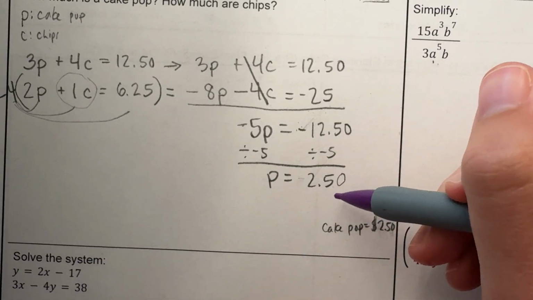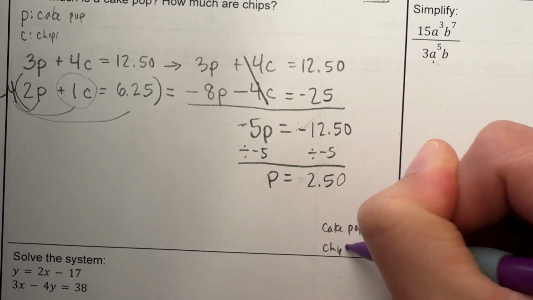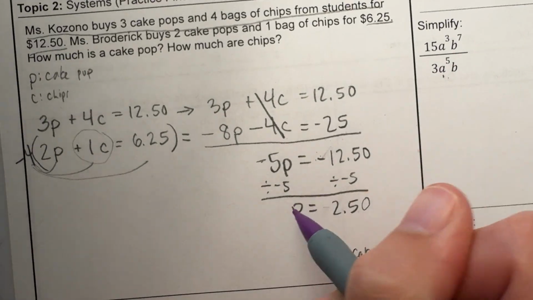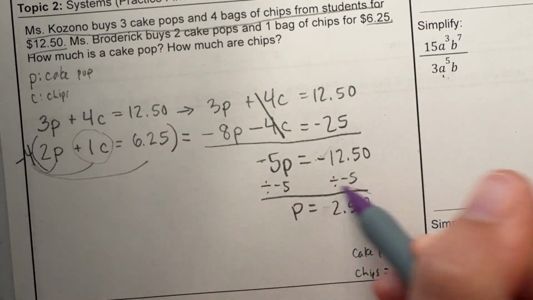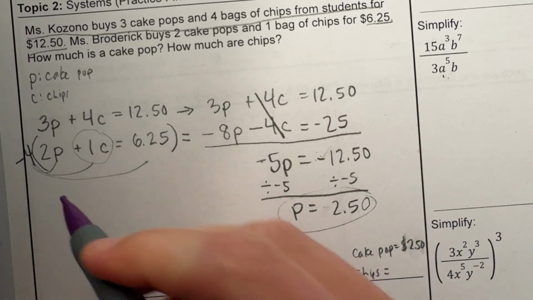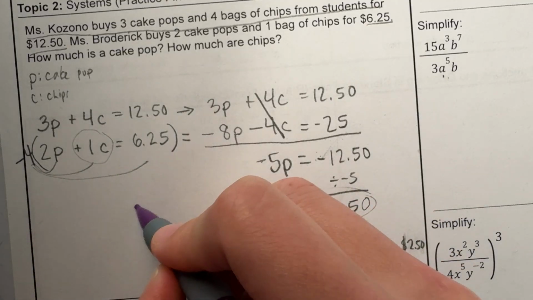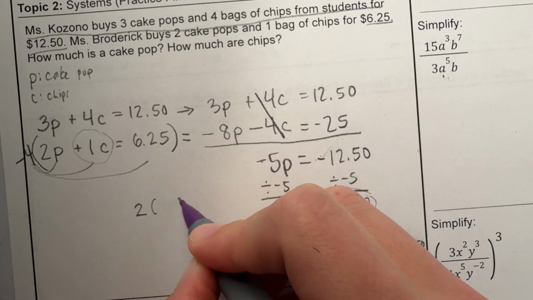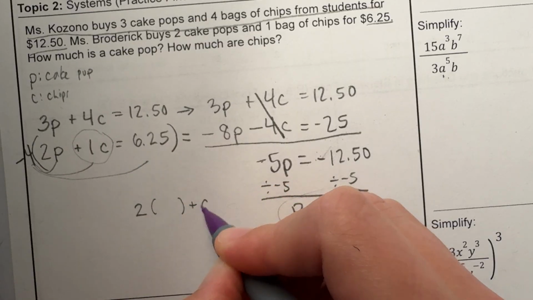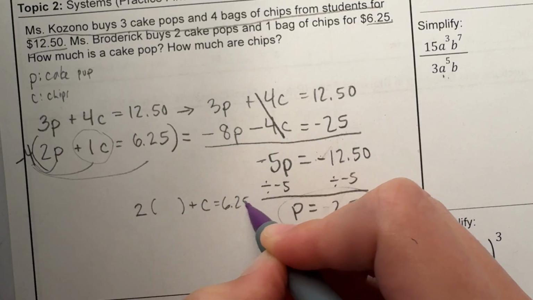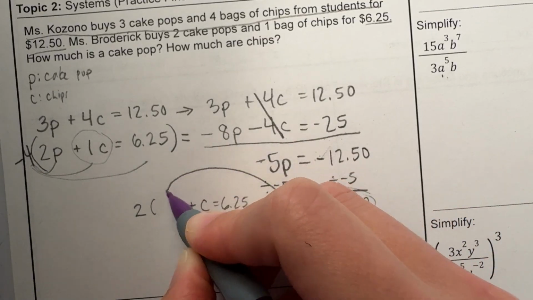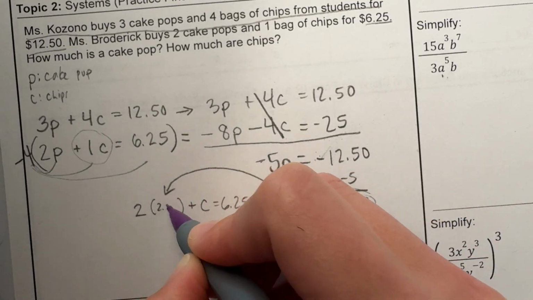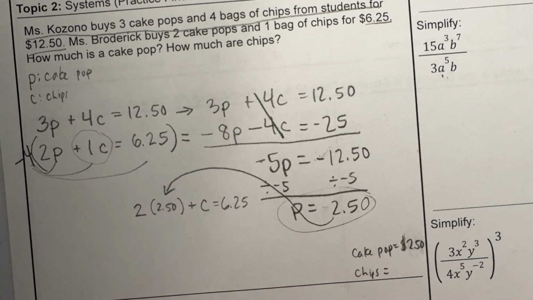And then what I still need to know is the chips. How much do they cost? Okay, so what I'm going to do is I'm going to take this P and put it back into one of these equations. I'll just put it into this equation that happens to have smaller numbers. So this equation is 2P plus 1C equals 6.25. Okay, so I'm taking this P and I'm putting it back here to be able to solve and find out how much a bag of chips is.